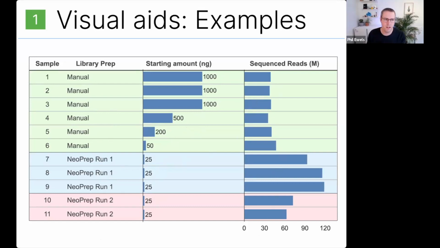So this is an example of taking a visual aid which was a really bad visual aid, and trying to turn it into something which is much easier for an audience to interpret.